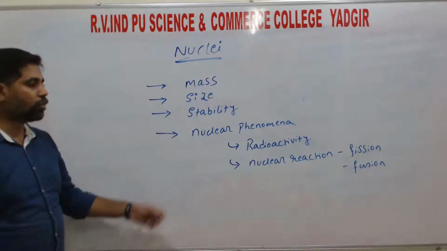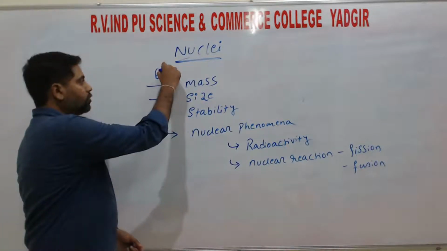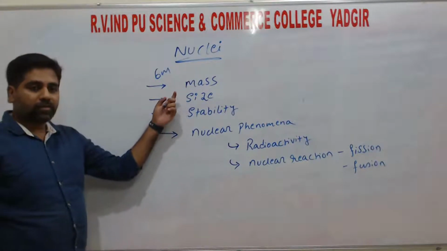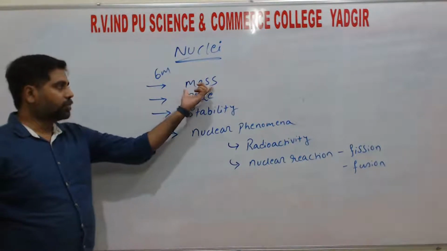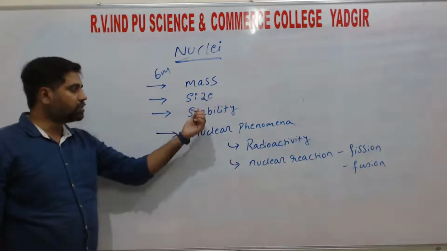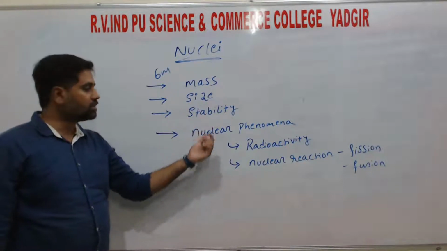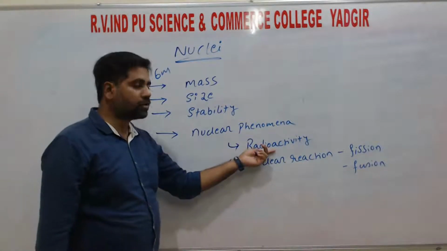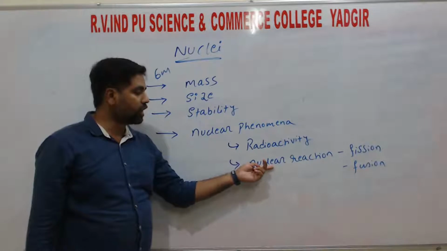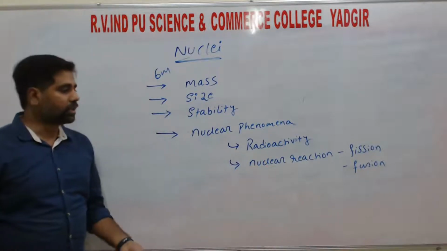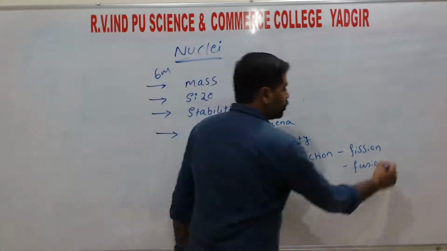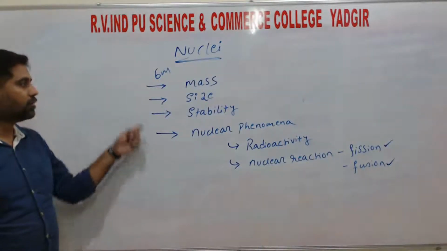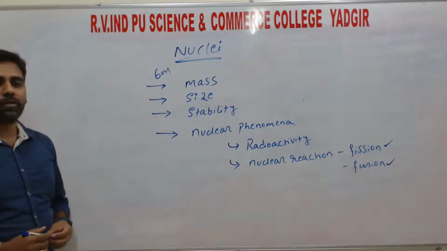From all these topics, we are covering for 6 marks. That is the characteristics or properties of the nuclei: first one is mass, next size and stability of the nucleus, along with the nuclear phenomena. In the nuclear phenomena, the first is radioactivity and the second one is nuclear reactions. In nuclear reactions we have two: one is fission and another one is fusion. Right? So this is the overview of the chapter Nuclei.